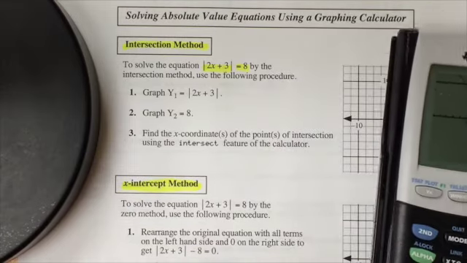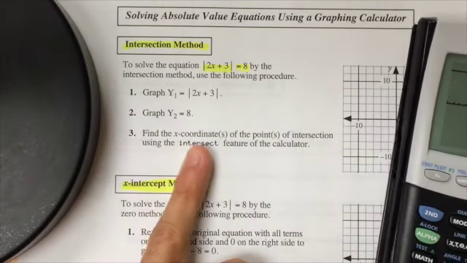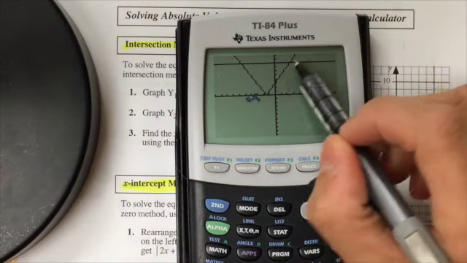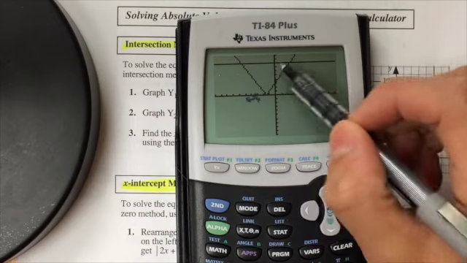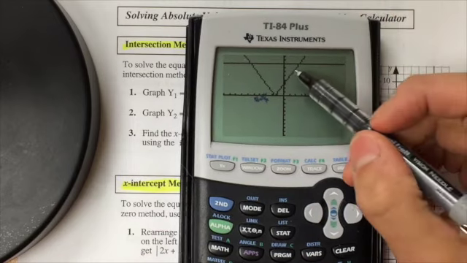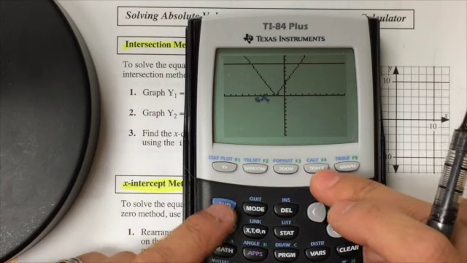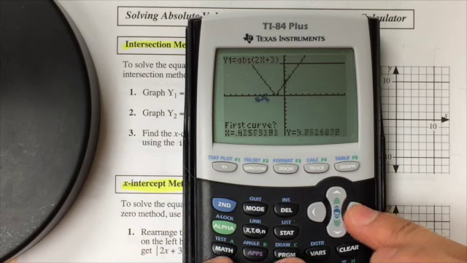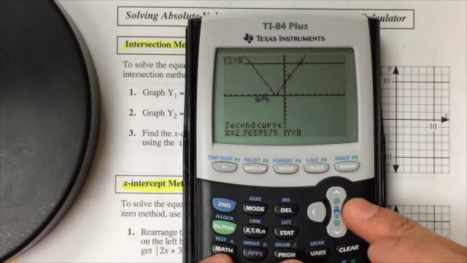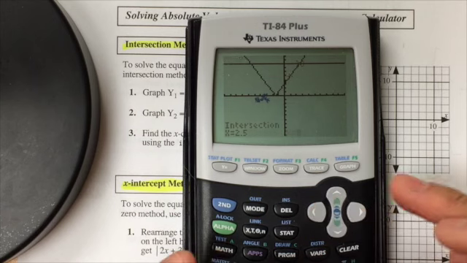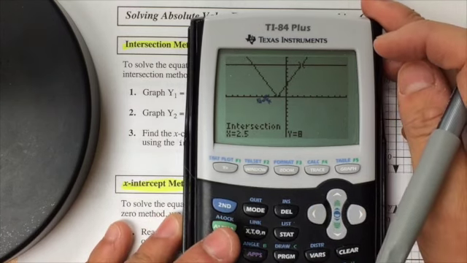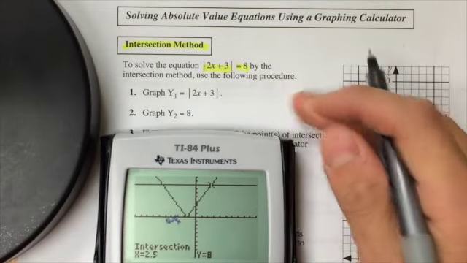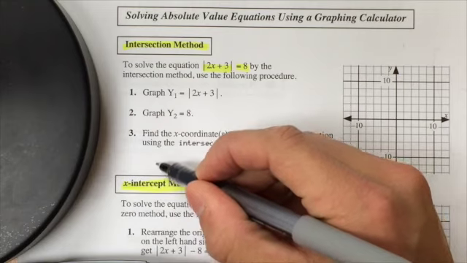Now, what we need to do is find out the x-coordinates of the points where they intersect at 8, so up here. We want to find out what these two points are. In order to find out what those are, I'm going to use my intersection feature. So we go second function, trace, intersect, and you have to click on the first curve and the second curve, and then guess where that intersection point is, and it looks like it's there at 2.5. Okay, so I have one of my values at x is equal to 2.5.